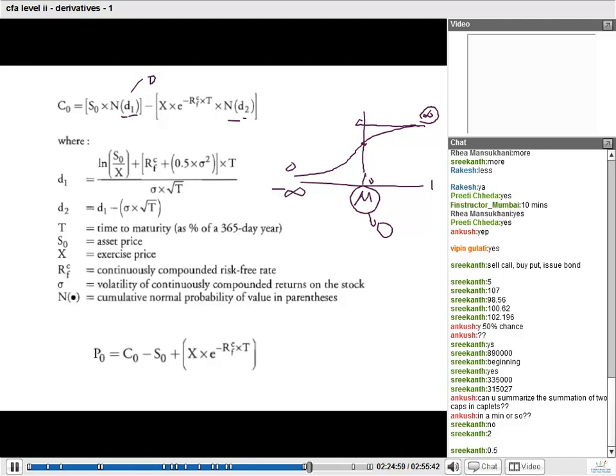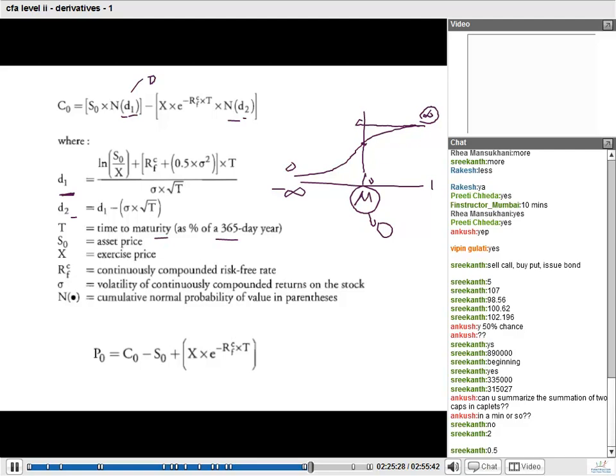D1 is further given by this formula. It is ln(S0 upon X) plus the risk-free rate plus 0.5 into sigma square, whole multiplied by T, upon sigma into root T. D2 is given by D1 minus sigma into root of T. T is the time to maturity as a percentage of a 365-day year. So 180 days means 0.5.